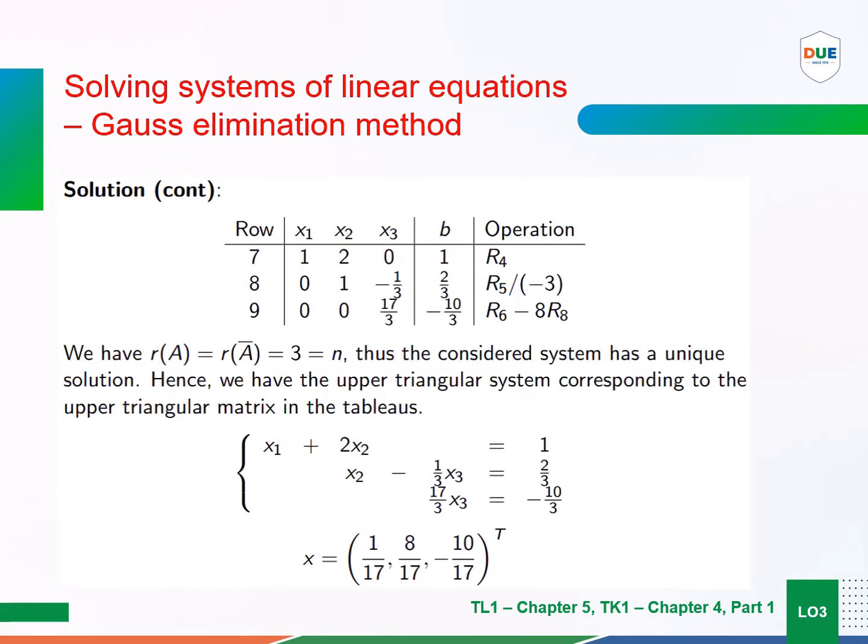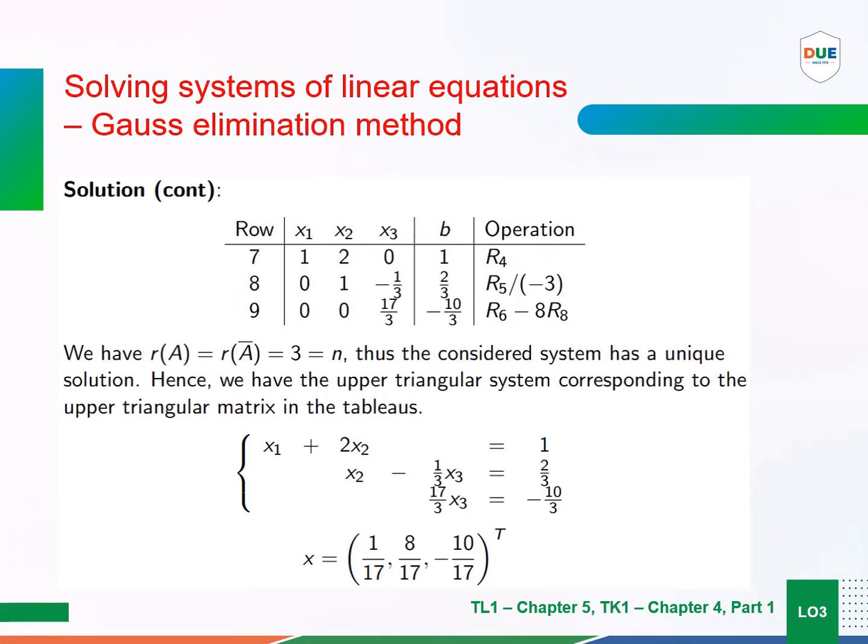Now we continue the Gaussian elimination process from the previous slide. We start with the matrix obtained after eliminating the first column. First, keep the first row unchanged. Next, divide row 2 by -3. This gives row 2 equals 0, 1, -1/3, bar 2/3.